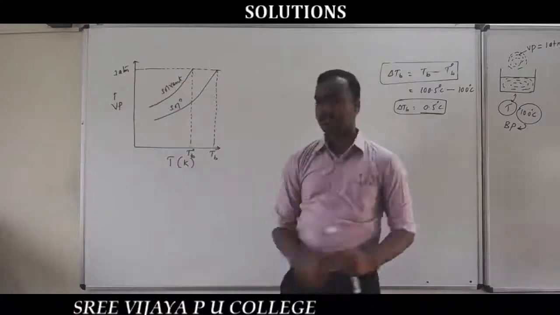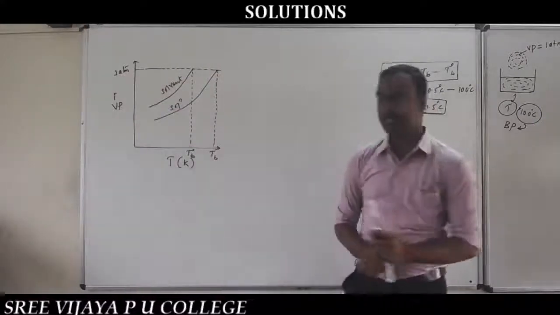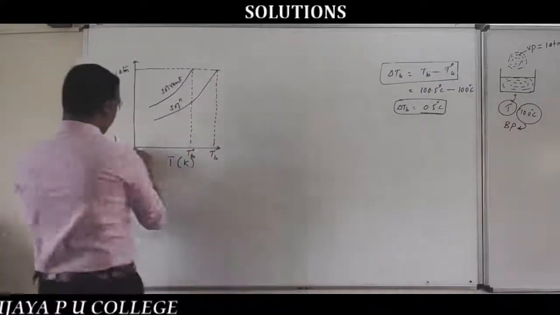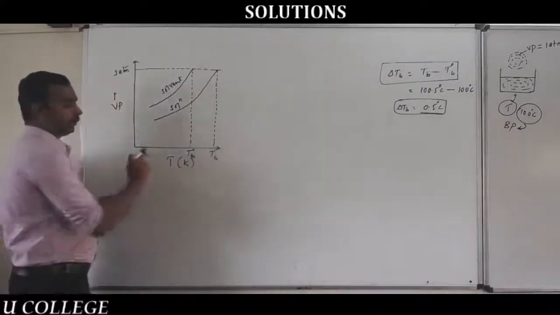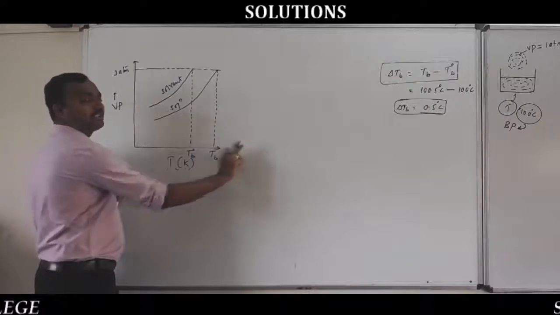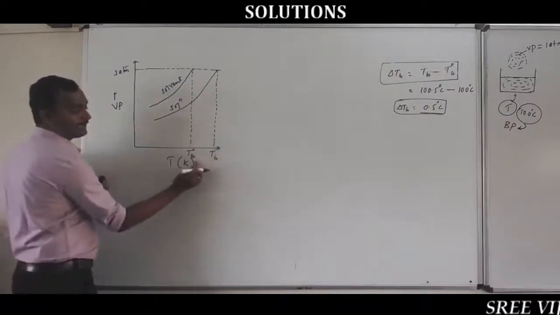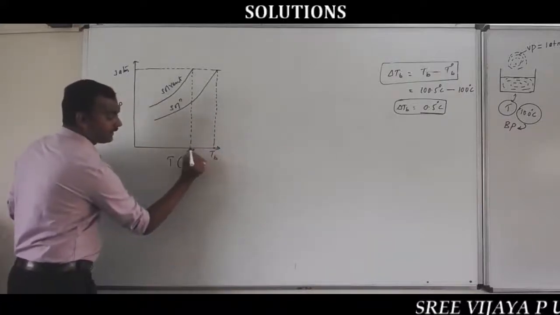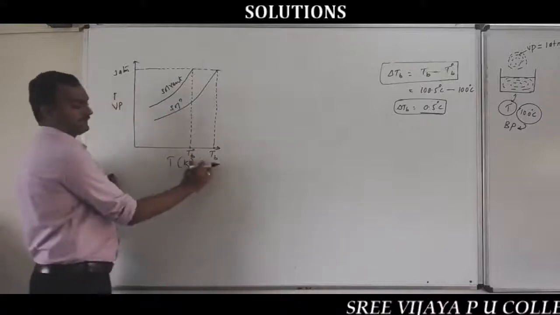That temperature is called the boiling point of the solution. So observe, along the x-axis the temperature is rising. Observe TB and T naught B here. TB is here, T naught B is here, and the higher value is TB.